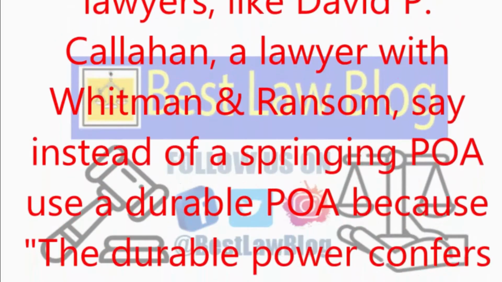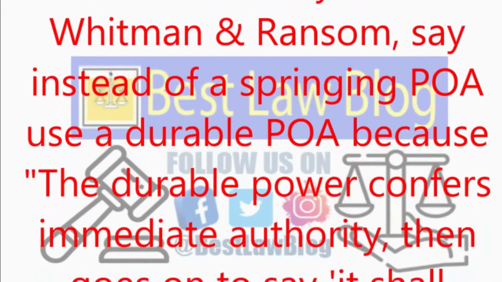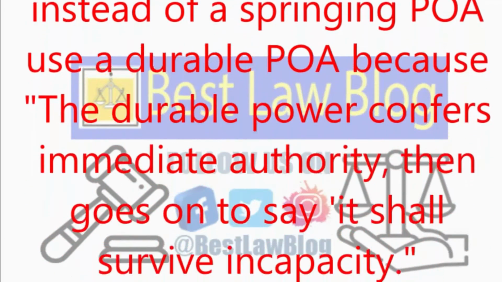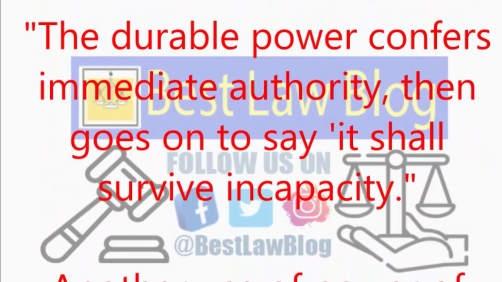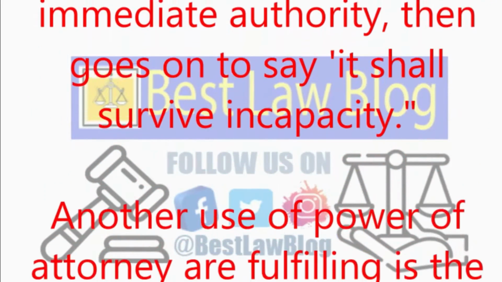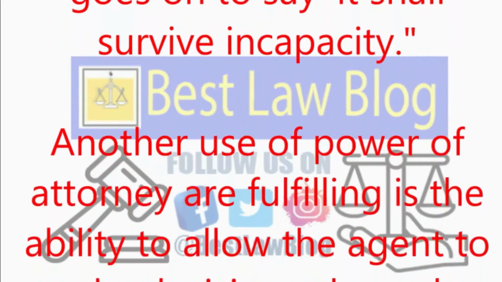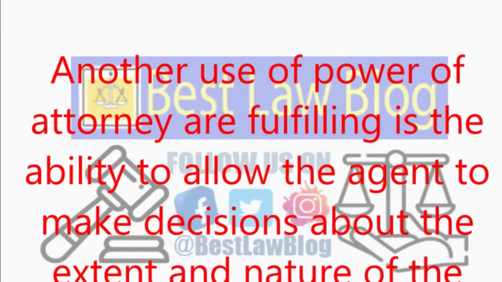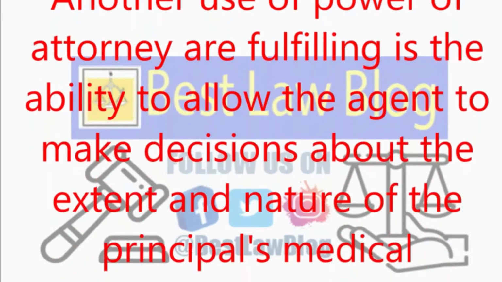That's why most lawyers, like David P. Callahan, a lawyer with Whitman and Ransom, say instead of a springing power use a durable power, because the durable power confers immediate authority, then goes on to say it shall survive incapacity.